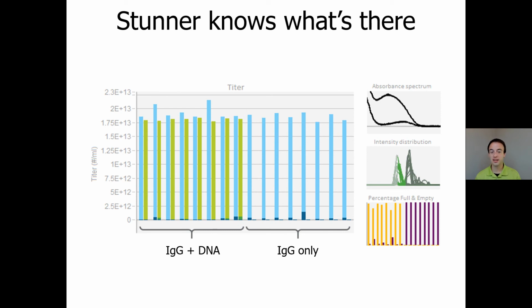If you try to fake out Stunner, here's what happens. In this case, we tried out 2 samples, one with a mixture of IgG and DNA to simulate full capsids, and another with just IgG to simulate empty capsids. Stunner knew what was there and wasn't fooled. On the left, Stunner says almost all the IgG and DNA is free and aggregated protein or free and aggregated DNA, which are the light blue and light green bars. And the story is similar on the right, where the light blue bars are almost the entire height of the graph.